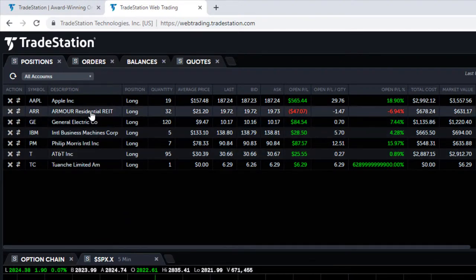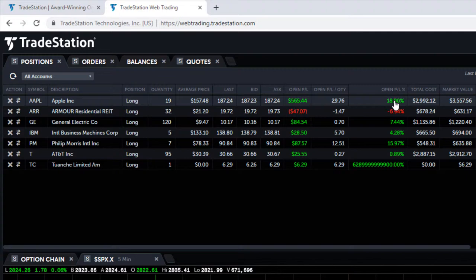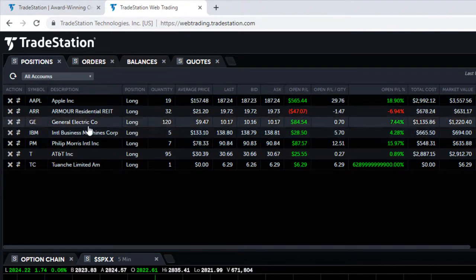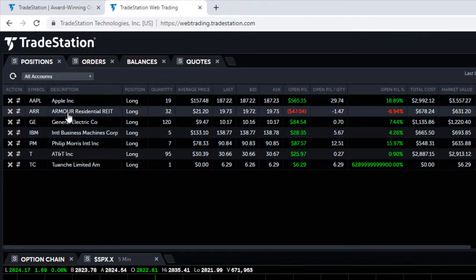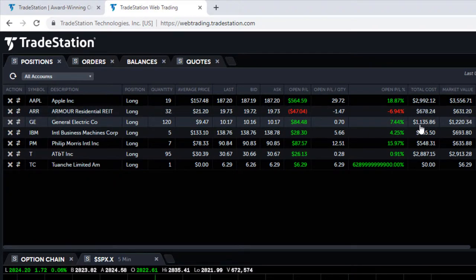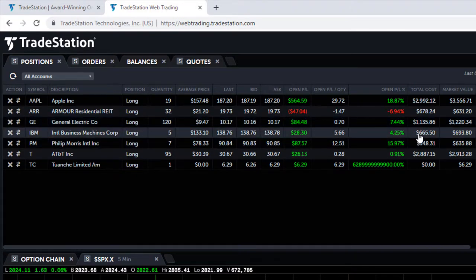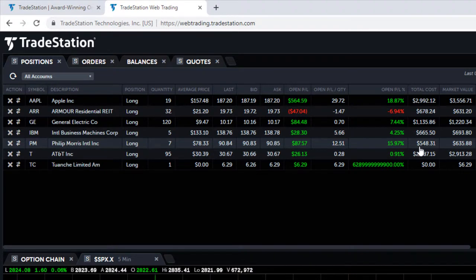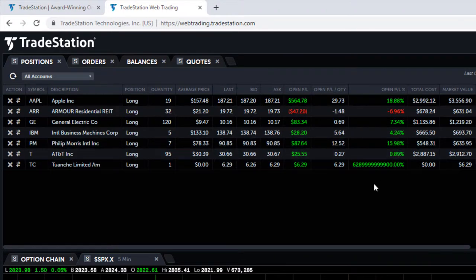Here they are. I have Apple. I invested around $3,000 in Apple and I'm around 20% up. I also have the REIT, Armor Residential REIT. I invested almost $700. I'm down a bit there, but I'm up 7% on General Electric, where I invested $1,000. And I also invested $600 in IBM. I also own Philip Morris, a great dividend company as well. I'm 5 to 15% up, etc., etc.